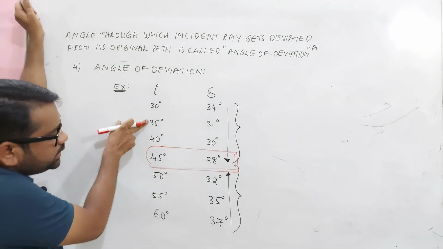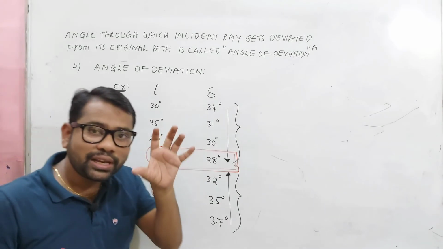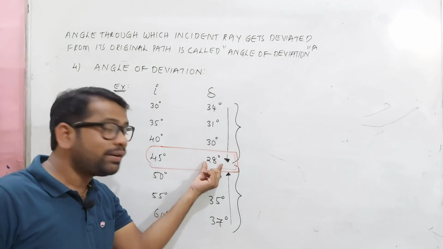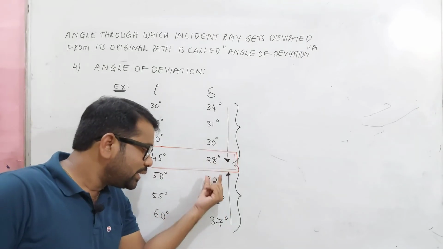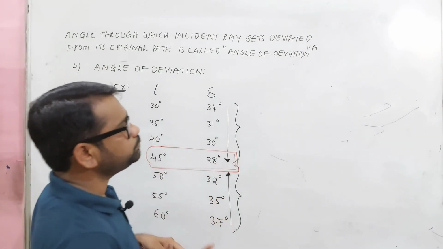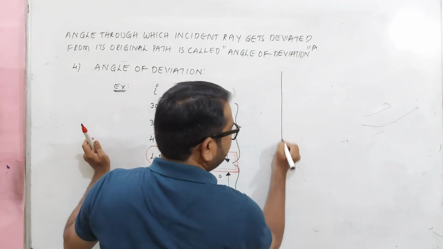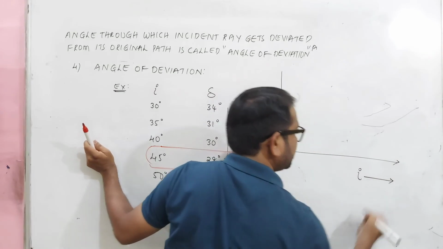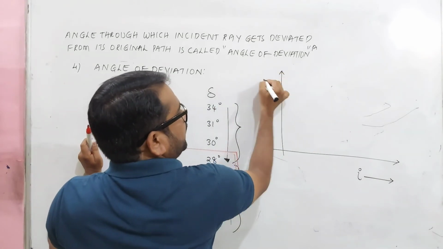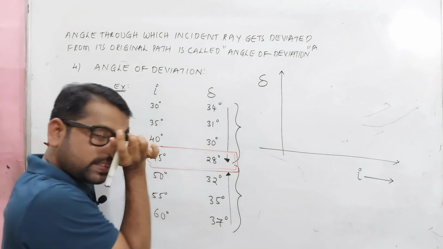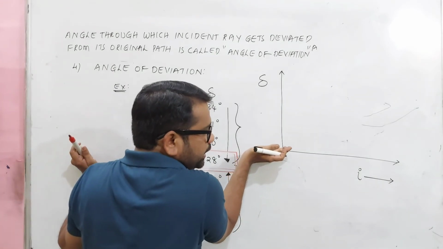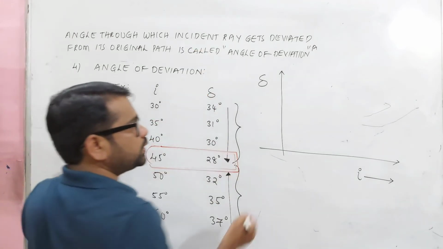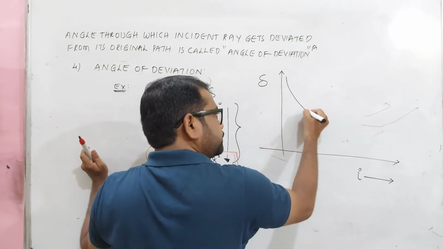As we go on increasing the angle of incidence, children, initially the angle of deviation is decreasing. It takes some minimum value, and further, it is increasing. Now for this, dear children, we can plot a graph. Here, angle of incidence is taken on the x-axis, whereas angle of deviation is taken on the y-axis. Initially, when you are increasing the angle of incidence, the angle of deviation is decreasing.